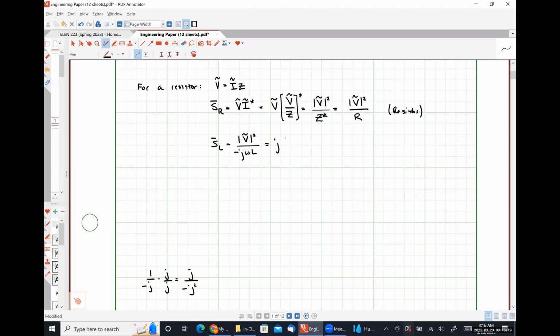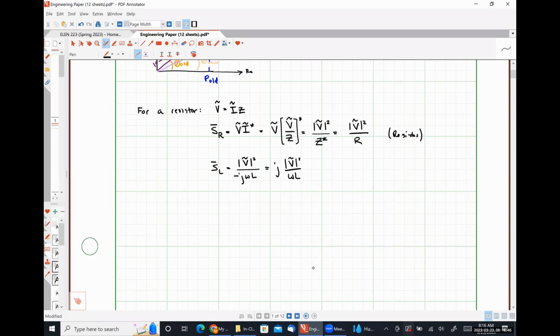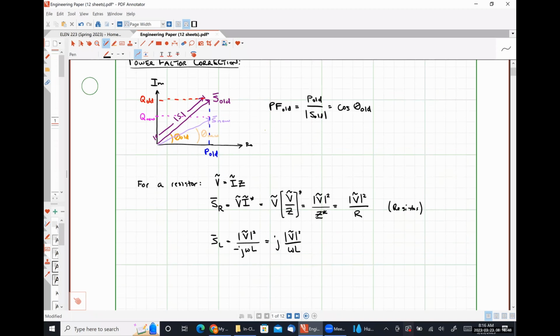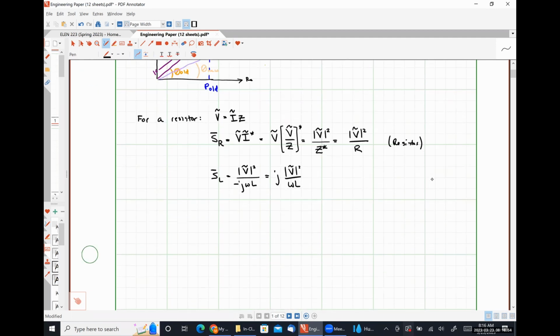So this is going to look like J times the magnitude of the voltage divided by omega L. Okay. So is this a real number or an imaginary number? It's an imaginary number. There's a J output, right? Is it positive or negative? Always positive. So that means if we were to add inductance, we would actually make Q larger. So that's not the right answer either. So instead, by process of elimination, it seems like we're going to be adding capacitance. So let's mathematically check that out.